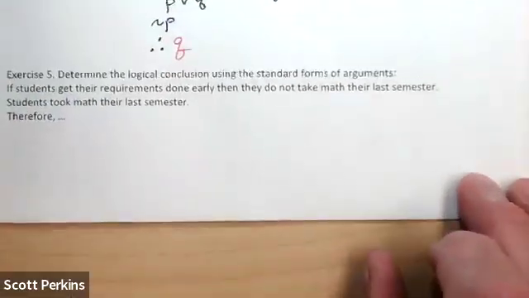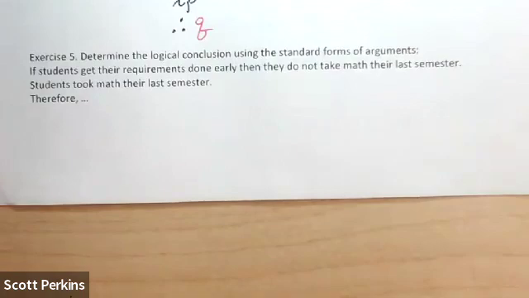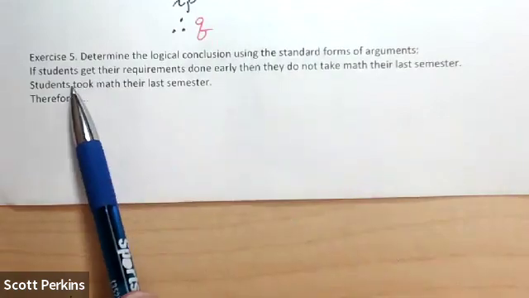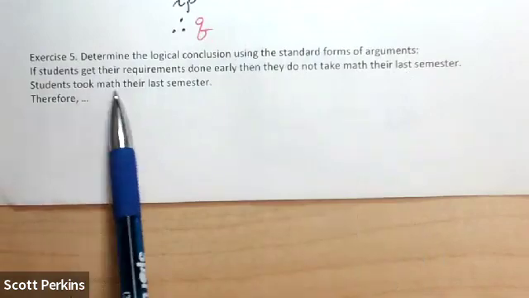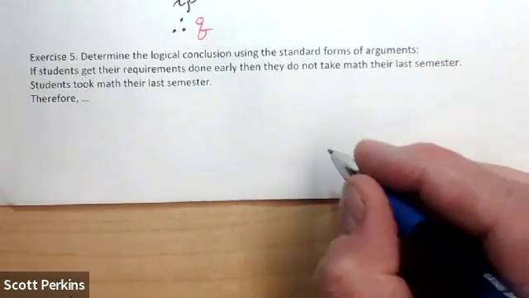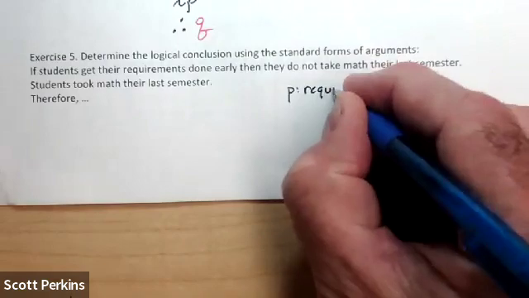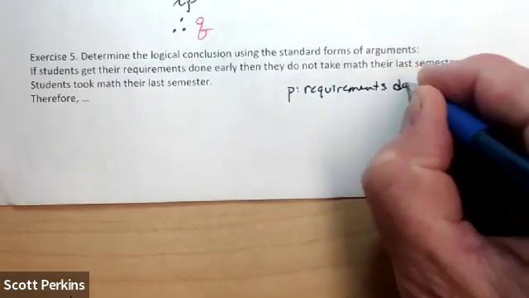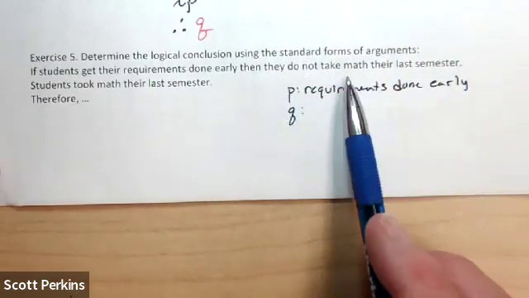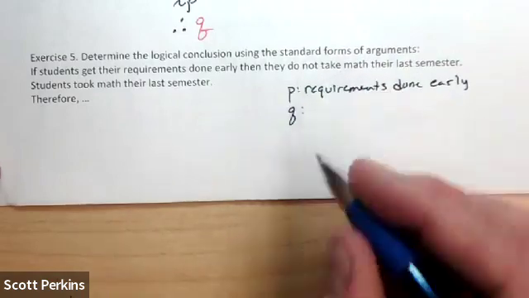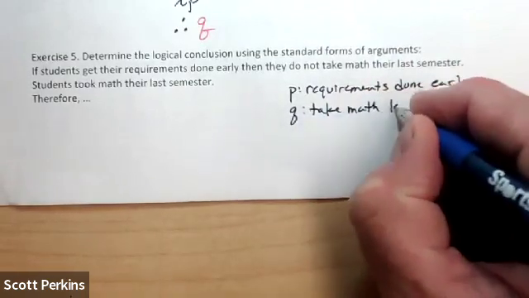All right, so here we go. Last one, exercise 5. It's the same sort of thing. Maybe this one turned out a little better for you. Exercise 5 says if the students get their requirements done early, then they do not take the math test. And then the students took their math test last semester. Okay, so statement P is going to be the students get their requirements done early. So I'm just going to write requirements done early. And then statement Q, well, this says they do not take math their last semester. So remember, we always define our simple statements positive. So they take math last semester.